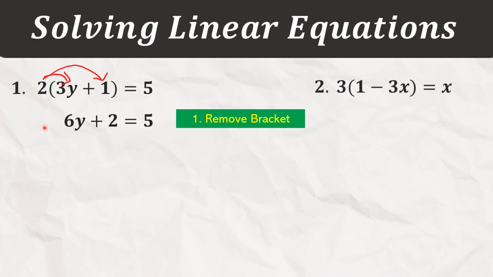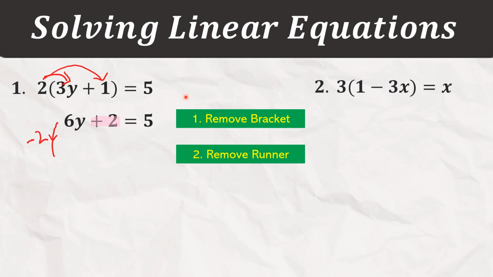Once we derive this equation, we are ready to remove the runner. Who is the runner in this case? The runner is 2. To remove the runner, I need to reverse the operation, which means I minus 2 from both sides. As I simplify, I derive 6y equals 3.